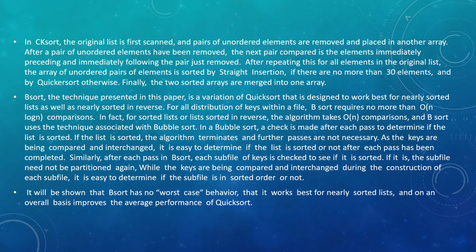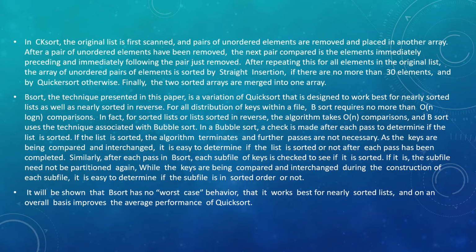In a bubble sort, a check is made after each pass to determine if the list is sorted. If the list is sorted, the algorithm terminates and further passes are not necessary. As the keys are being compared and interchanged, it is easy to determine if the list is sorted or not after each pass has been completed. Similarly, after each pass in B-sort, each subfile of keys is checked to see if it is sorted.